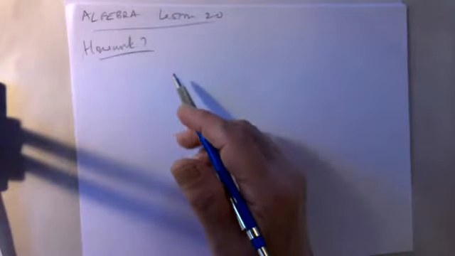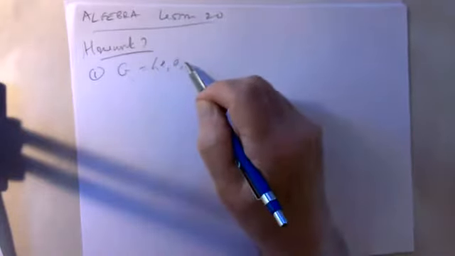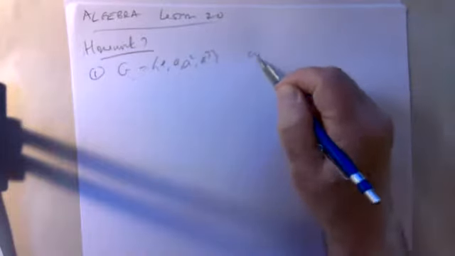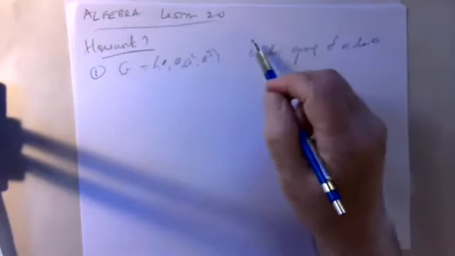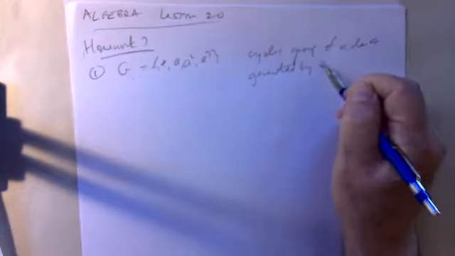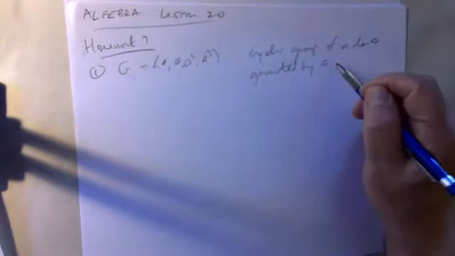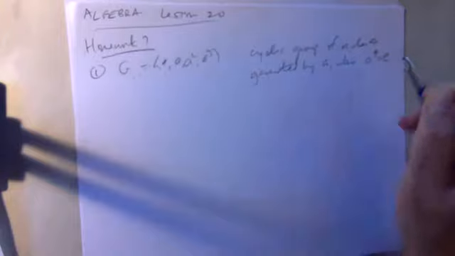Homework 7 is problems on group theory. Let's take a look. Suppose we take G to be the cyclic group of order 4. This group is generated by the element A. That means every element of the group is a power of A, and A to the 4th power is the identity.